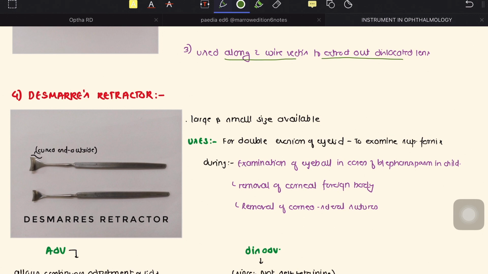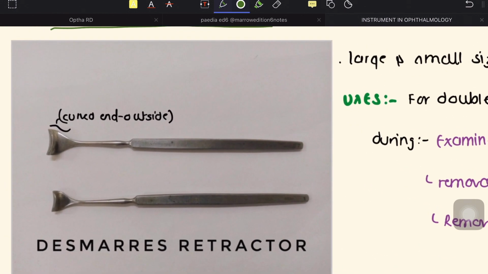The next retractor is the Desmarais lid retractor. There are various sizes available. While doing surgery, we should make sure that this curved end of the Desmarais lid retractor is kept outside, and we usually invert the cilia over this margin, right? So let me make a diagram.